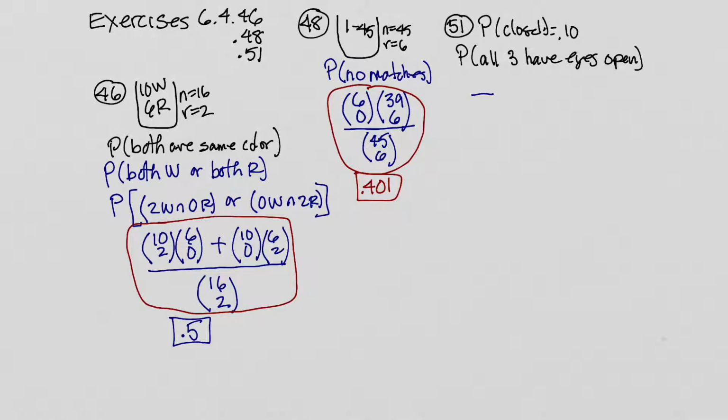Well, here's our 3 people, and we want this person to have eyes open, this person to have eyes open, this person to have eyes open. And we're told that the probability of having eyes closed is 0.10, so the probability of not closed, open, must be 0.9. Let's get that written, 0.9. Second person, same, open, 0.9, 0.9. So we're going to get 0.9 to the third. And when I computed that one, I got 0.729.